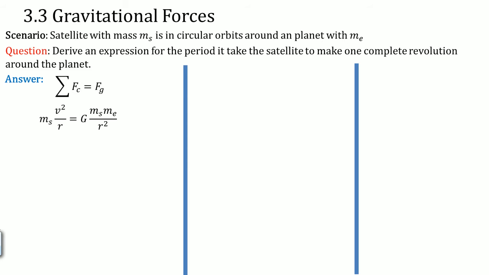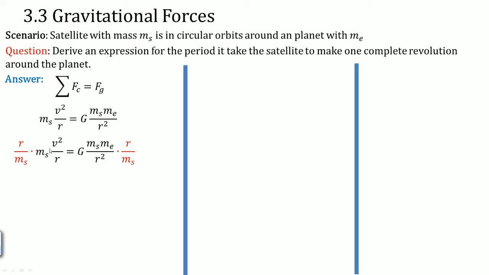Now you make the substitution. The centripetal force can be defined by the mass of the satellite times v squared over r, which is the centripetal acceleration for the satellite. The force of gravity is given by this. It's G times the two masses over r squared. That big G is the gravitational constant.